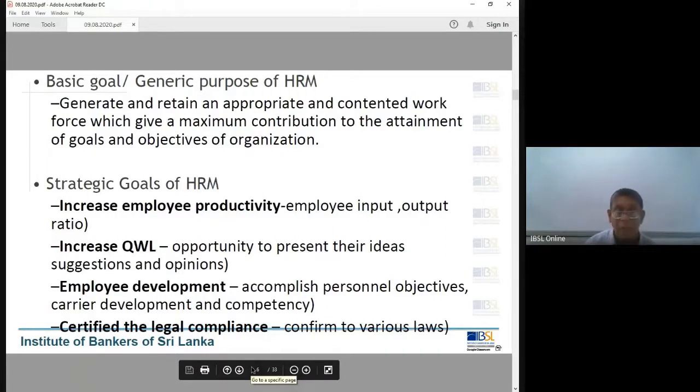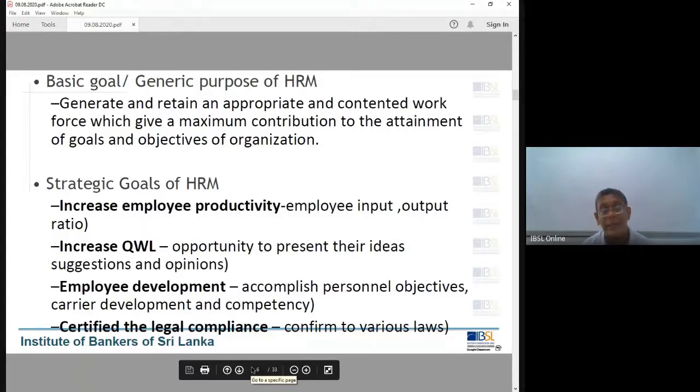And HR also tries to develop skills. What type of skills? Conceptual skills, forward-looking skills, technical skills, day-to-day activities knowledge, and human skills, how to deal with people. So that is skills. And attributes and attitudes: always think positively. Those are what we call competency for an employee.